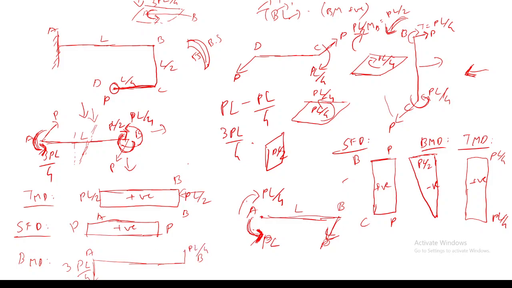So in this, you will be having a straight line like this. If I want to draw very neatly, I can draw here. I will show you here. This will be PL by 4 and this will be 3PL by 4. This is negative, this is positive.